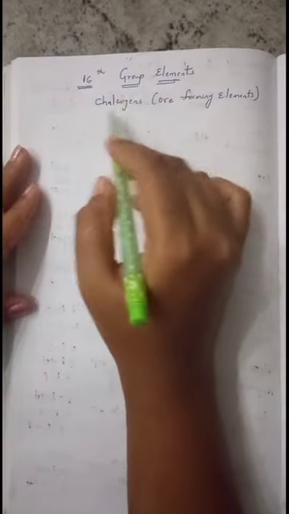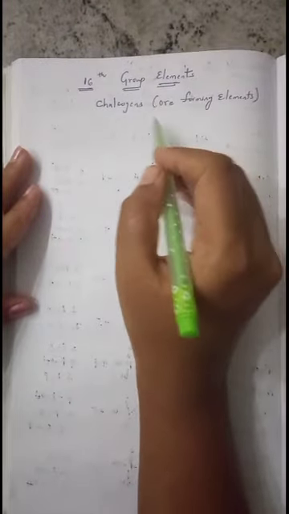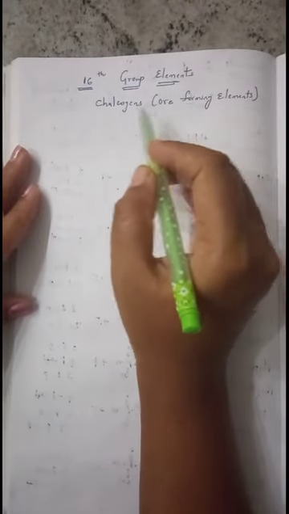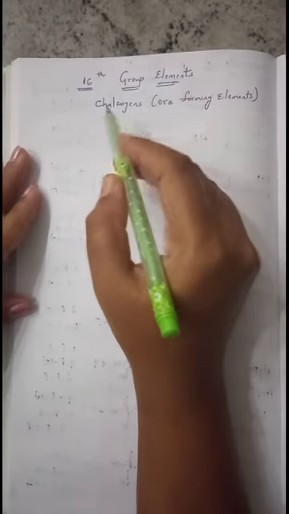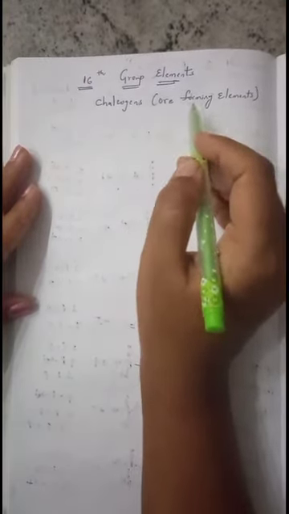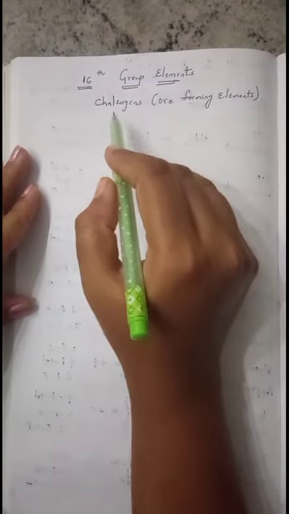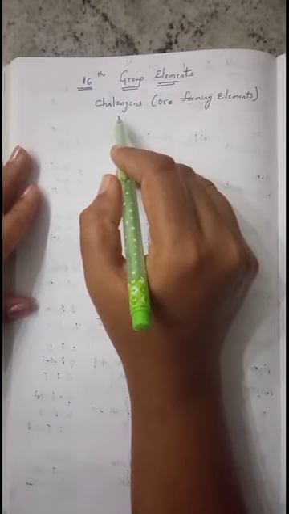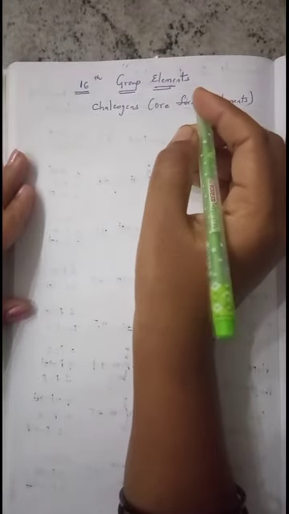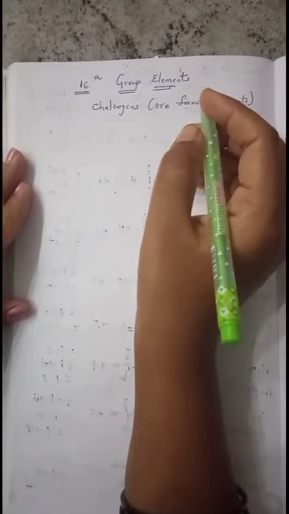This name is for 16th group elements because they are able to form ores. That's why we can call 16th group elements chalcogens. Ore forming elements are present in 16th group. That's why we call them chalcogens. First, we'll discuss what elements are present in this group.